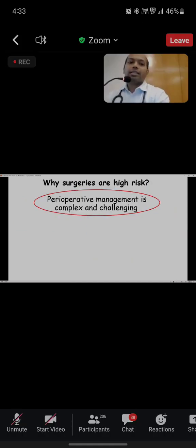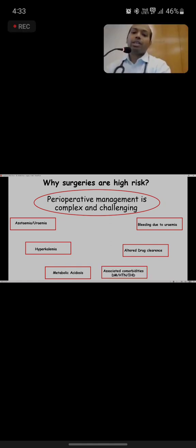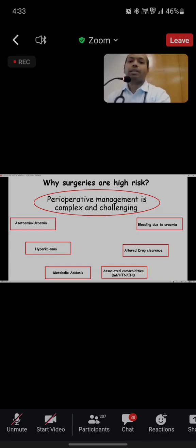So why is this surgery high risk? The perioperative management is complex and challenging because patients have azotemia, uremia, hyperkalemia, metabolic acidosis, and bleeding tendencies increased due to uremia, altered drug clearances in kidney diseases, and associated comorbidities like diabetes, hypertension, and ischemic heart disease increase the further complexity and risks.